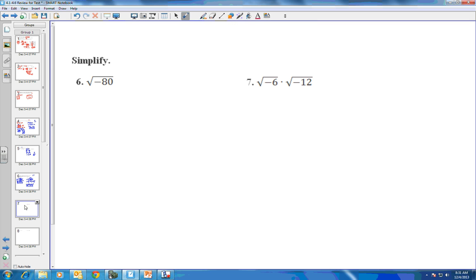All right, number 6. Simplify. So here's when we start simplifying all these radicals. First of all, I know I'm going to have an i in my answer. I'm going to go ahead and write it as i square root of 80. Now I'm going to break down 80. I think of 80 as being 8 times 10. 8 is 4 times 2. 10 is 2 times 5. And I'm going to break down my 4, 2 times 2. And I'm going to bring down my other numbers.